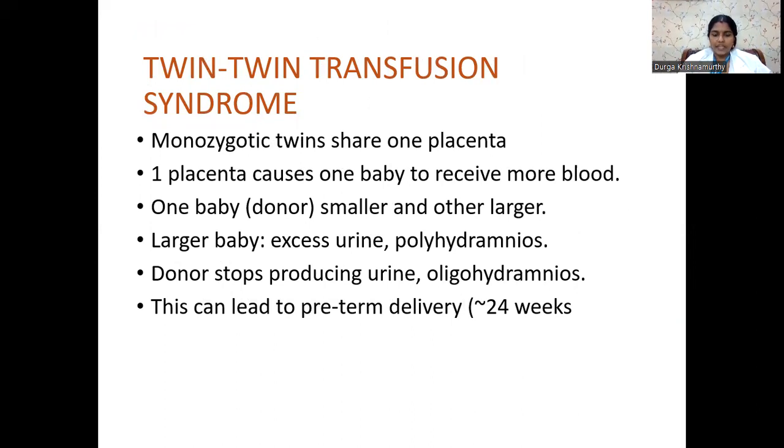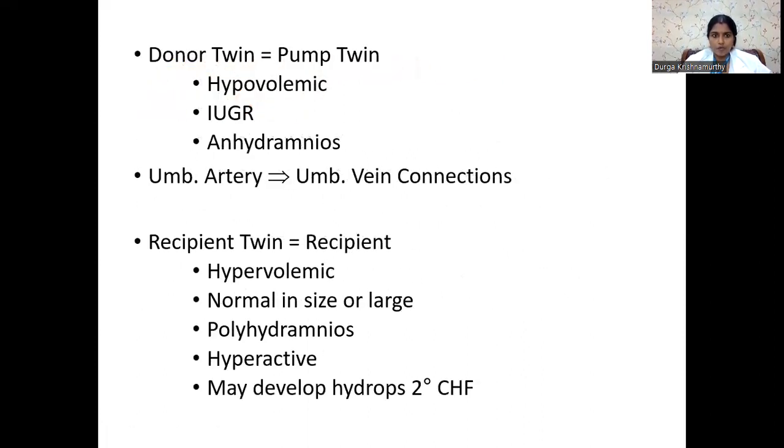The other complication is twin-to-twin transfusion syndrome, when a monozygotic twin shares one placenta. One placenta causes one baby to receive more blood. One baby, the donor, becomes smaller and the other one larger. The larger baby has excess urine and forms polyhydramnios. The donor stops producing urine and goes into oligohydramnios, and this leads to preterm delivery even at less than 24 weeks.